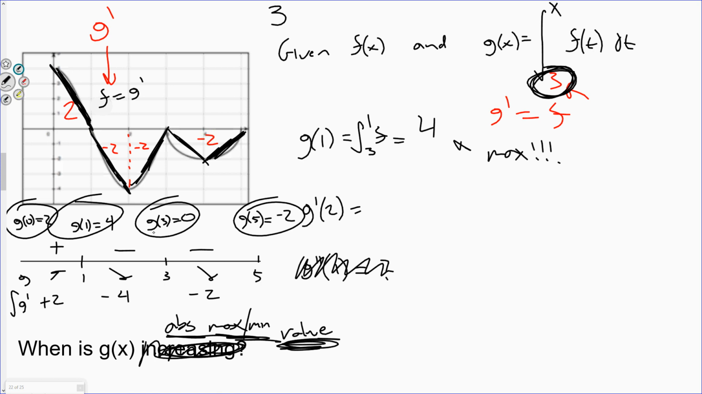All this provided was a starting point. We use our areas to fill in the rest. This is something that we are familiar with. The min is G of 5, which is negative 2.